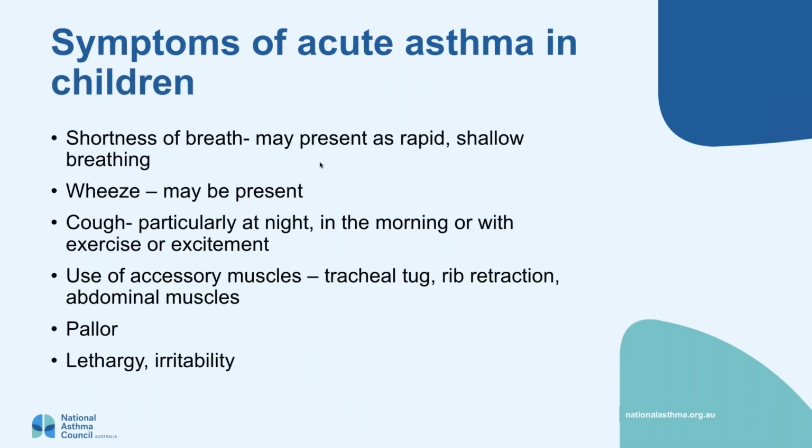Symptoms of acute asthma in children can also differ from child to child. Some may have shortness of breath, which may present as rapid, shallow breathing. Some may have wheeze. Some may have cough, again, particularly at night or in the morning or with exercise or excitement. Some will use their accessory muscles. They may have tracheal tug, rib retraction, or be using their abdominal muscles in breathing. They may have pallor and, again, irritability and lethargy due to that increased work of breathing.